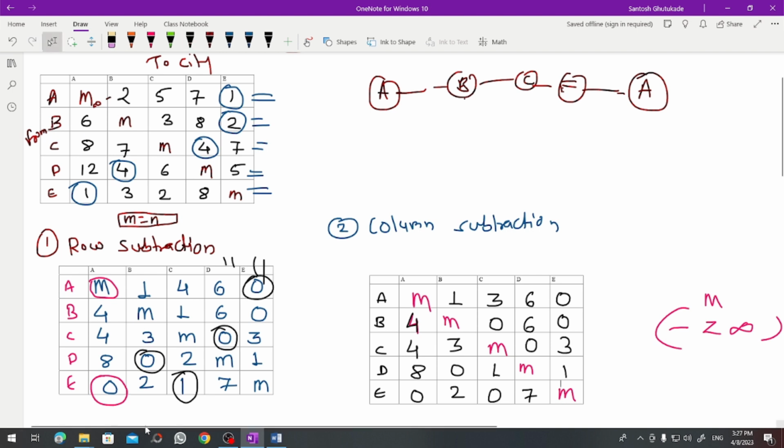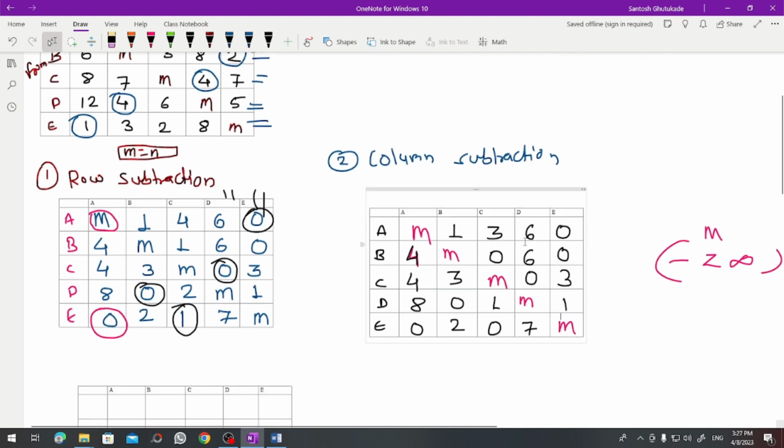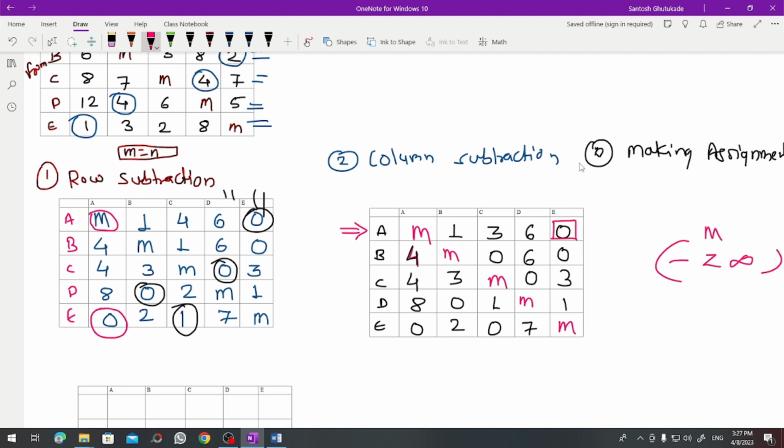Now we know this is the second step, column subtraction. The next step is making the assignment. As in the previous lecture I have already mentioned how to give the assignment to each row and each column. For the first row we check if there is only one zero, so we make the assignment. Here there is only one 0, so we make the assignment here.